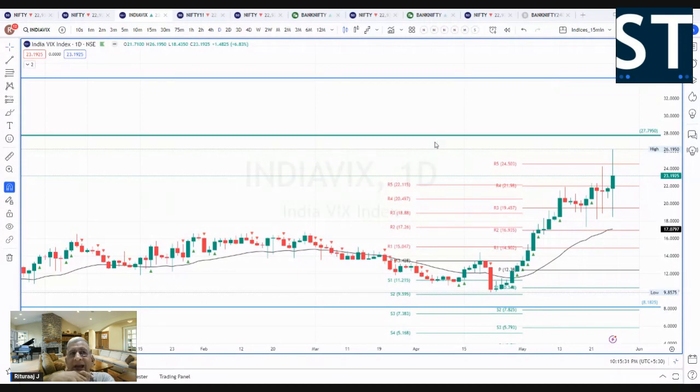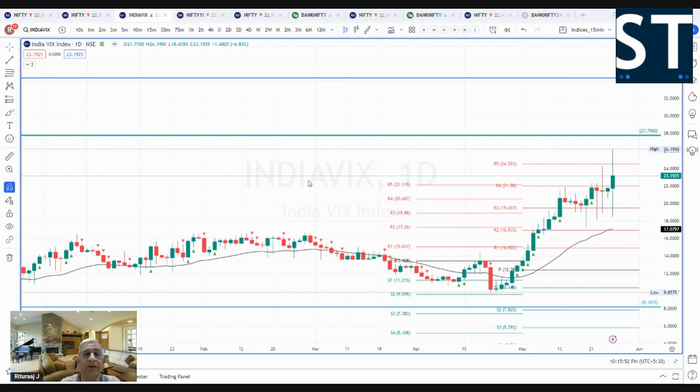India VIX at present is above 20. I'll come to the precise details very soon. It is trading at 23.19 or whatever, 23.2 approximately, as on the close of the day. But I'll explain that in a while.